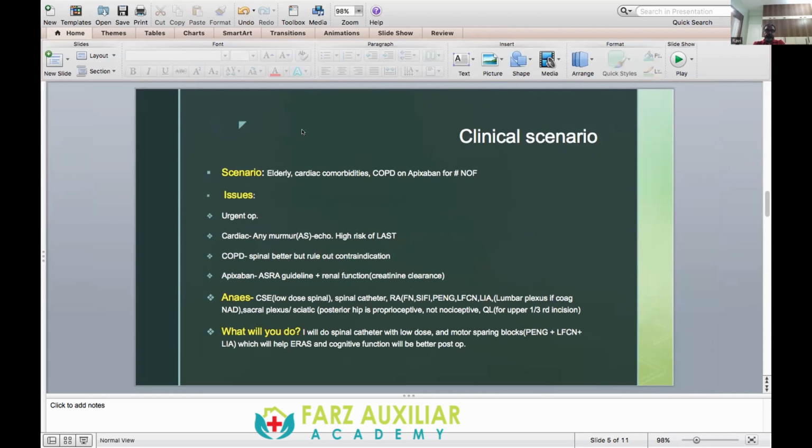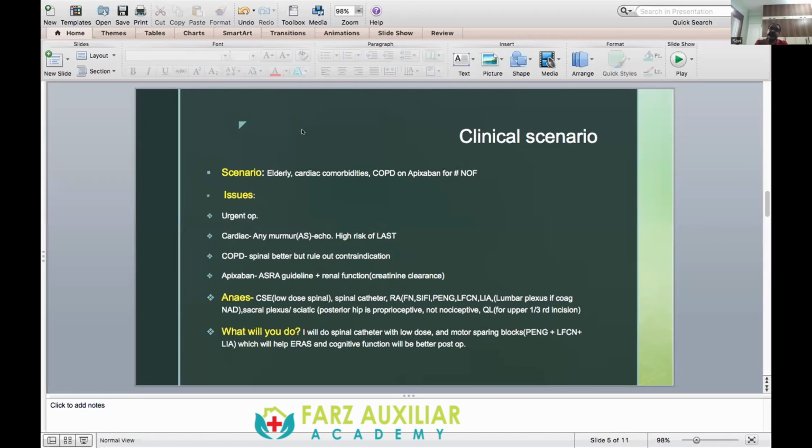So, clinical scenario. You can raise your hand if you have questions in between. I'm just going through one clinical problem. This is one elderly patient with a lot of cardiac comorbidities, COPD, on apixaban, and she has been posted for a fracture neck of femur.